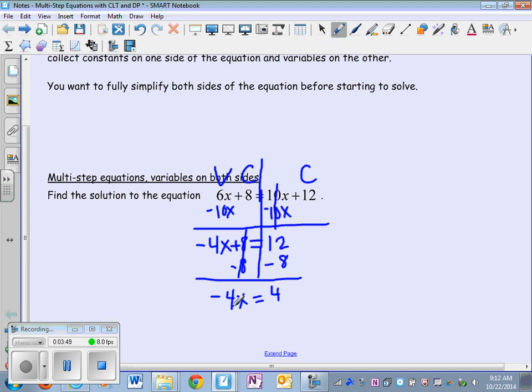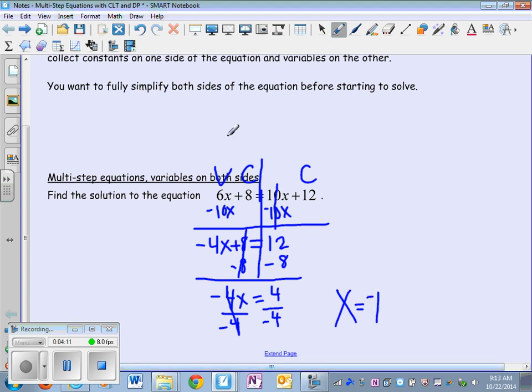If I am multiplying this coefficient and this variable, to undo that, I'm going to divide by whatever the coefficient was, because negative 4 divided by negative 4 is positive 1. I've isolated my variable. 4 divided by negative 4 is negative 1.